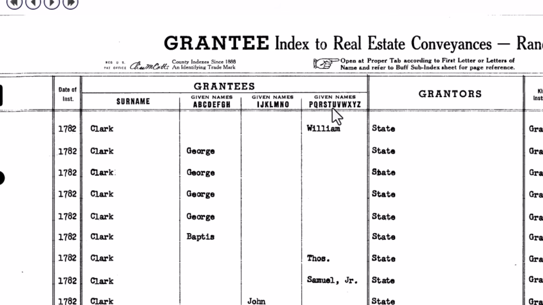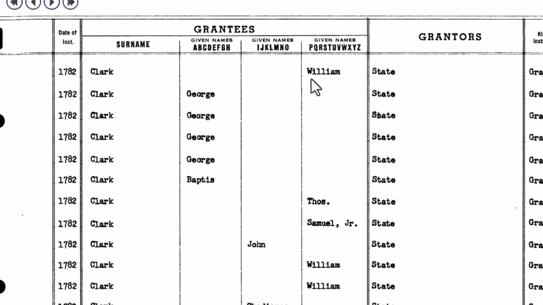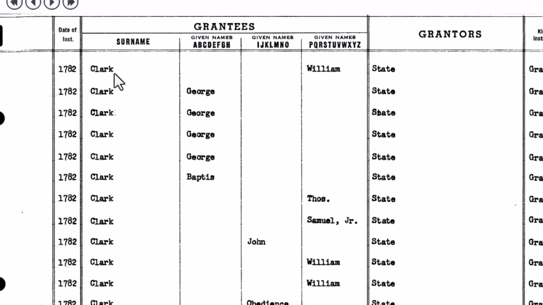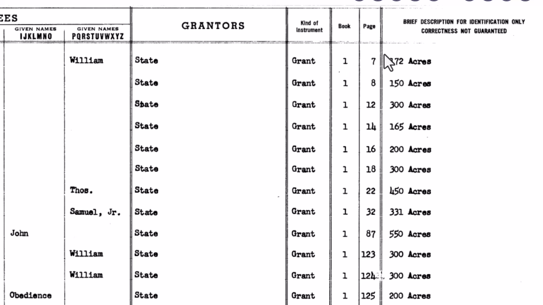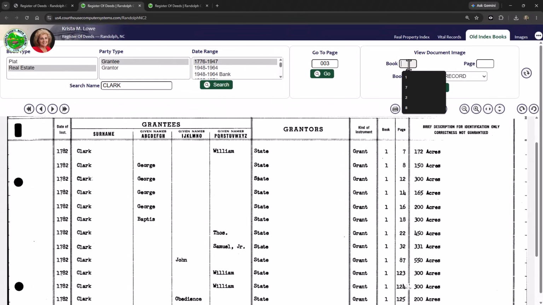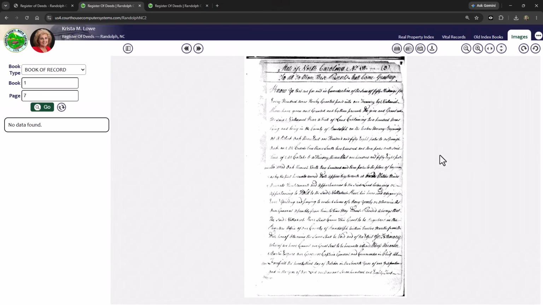So here I'm looking for W, right? William. So here's William. This is a 1782 land record. It was a grant from the state. It is in book 1, page 7. So now I go to book 1. I go to page 7. You can tell I've already done that because the drop down is already showing it to me. And then I hit go.